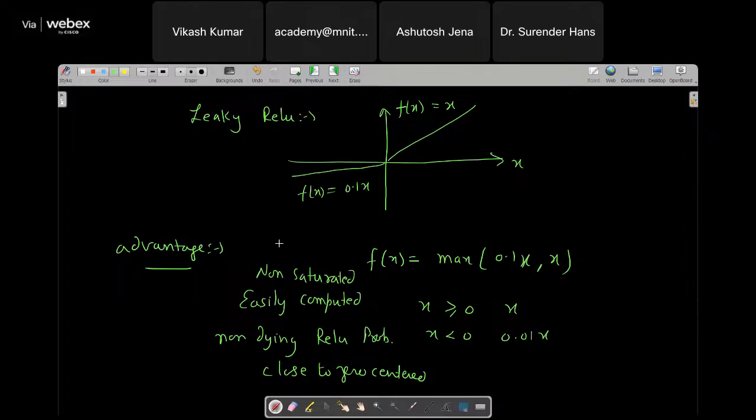Okay, and when x is negative, the derivative is not equal to 0. So now the question is, why this 0.01? Why did I take this 0.01? So the answer is we can change this in parametric ReLU.